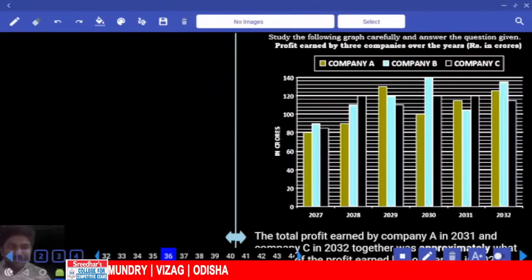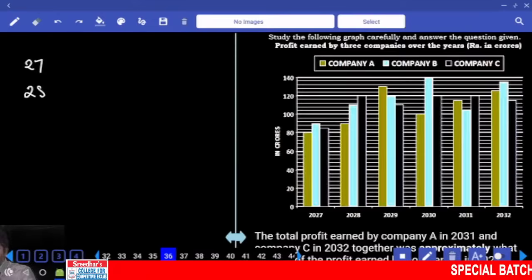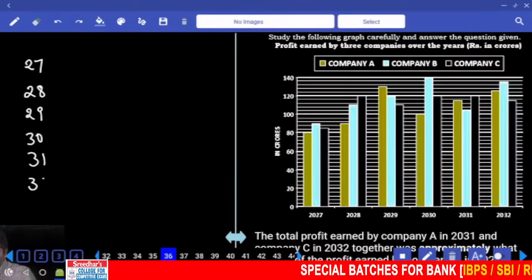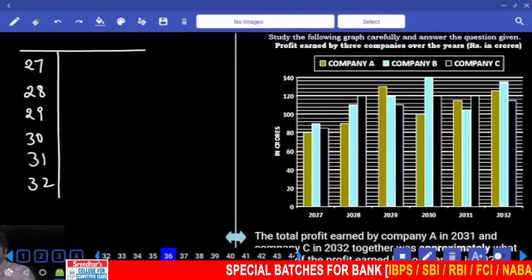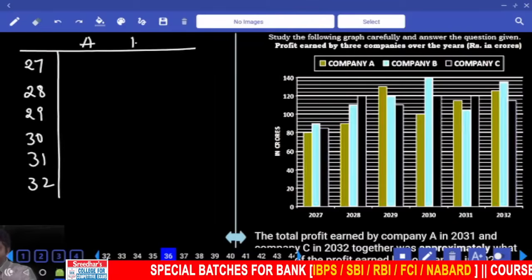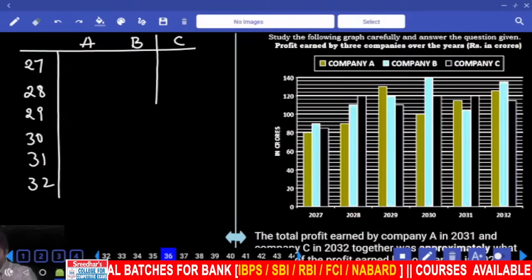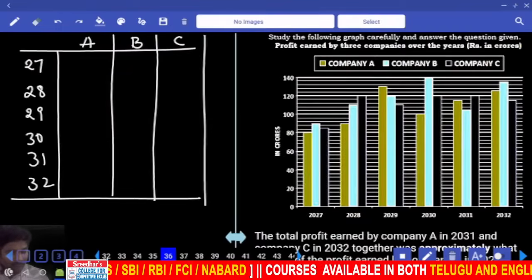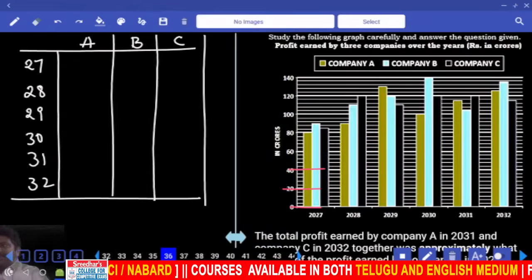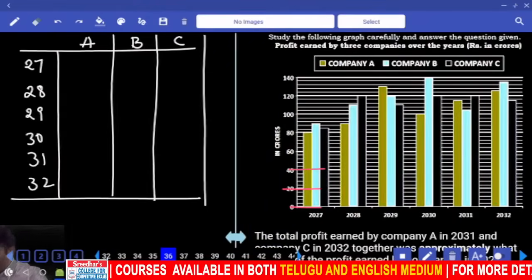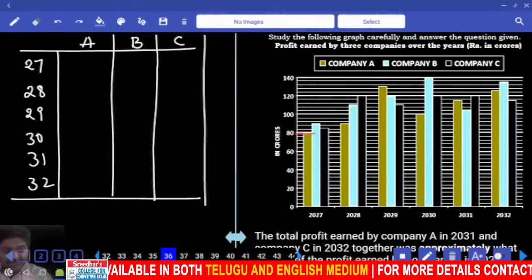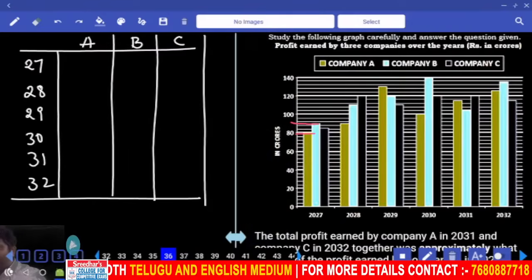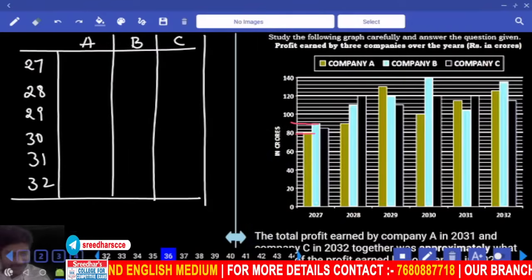Profit earned by 3 companies over the years: 2026 to 2032. How many years? 6 years. 3 companies, A, B and C. Let's write numbers. 0, 20, 40. 20, 20 gap and 5 lines are there. Each line is 4. Now this is 80. This is exactly between 80 and 100. So it should be 90.